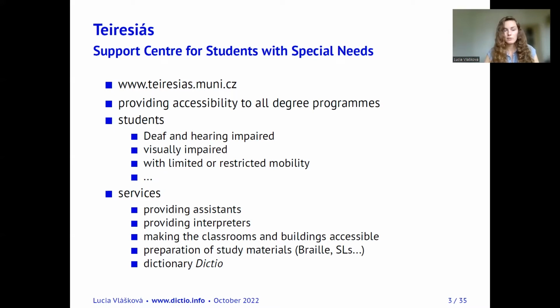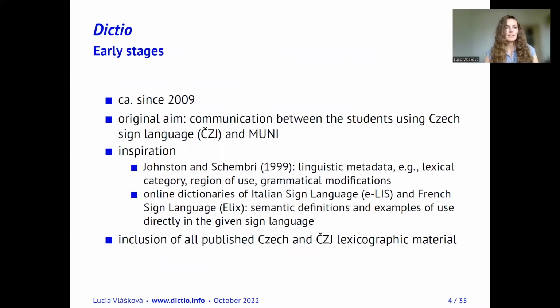Now, let me properly introduce this dictionary. Dictio was created circa 13 years ago with the original aim of helping the communication between the students using Czech Sign Language and the university. This was the stage where mainly Czech Sign Language terminology from various specific fields was put in. For example, informatics, mathematics, biology, and so on, with the translations into Czech.